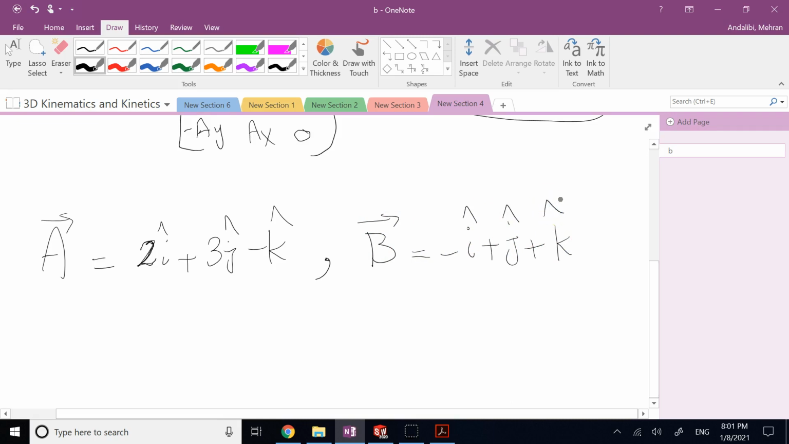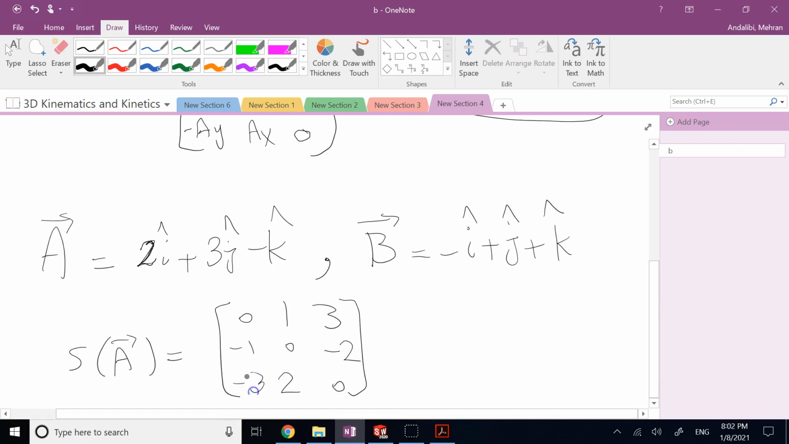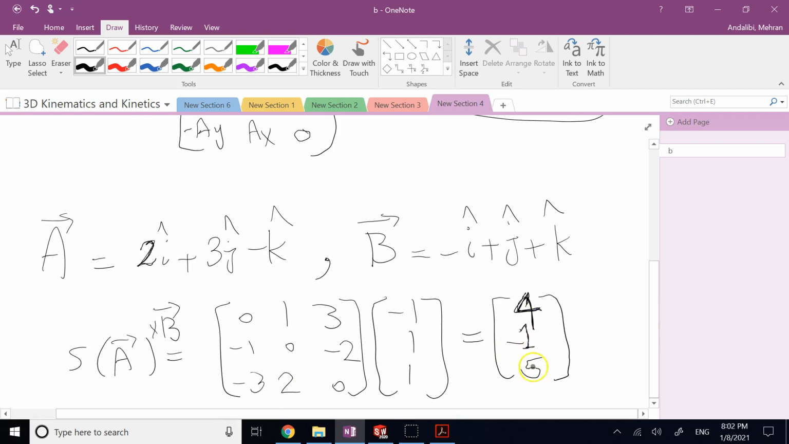So one way is I can carry out the cross product. The other one is I form the skew symmetric matrix of vector A, where the diagonals are all 0. AY goes here, negative AZ goes here, negative AX goes here. And then you negate them when you mirror them with respect to the diagonal. So this is S of A. Then you multiply that by B, which is negative 1, 1, and 1, the components. Now if you do it, it's not going to be hard. So it's 1, 3, it's 4. Then we have 1 and negative 2, that's negative 1. And then we have 3 and 2, 5. So the result should be 4i minus j plus 5k.